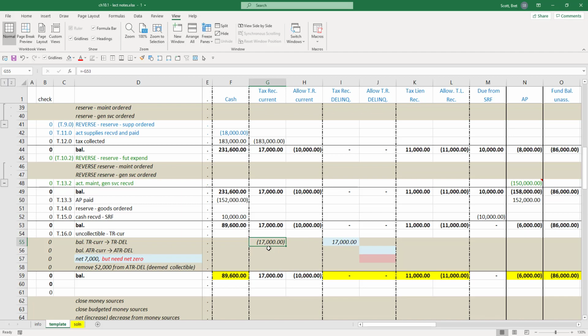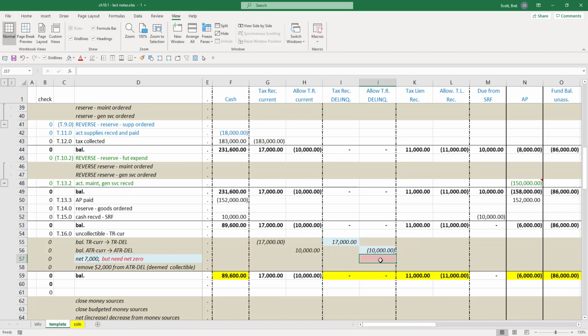Now, when I do that, it makes sense to say, well, let's go ahead and transfer the balance in the allowance for tax receivable current to allowance for tax receivable delinquent. So let's get rid of that and just transfer it straight over here. So when we do that, we're simply saying that the net 7 million that we initially were going to expect to collect in the current year is now delinquent. We might collect it in the following year. So when we transfer this over, realize that at this stage of the transaction, we're still saying that we expect to collect 7 million, but it's going to be in the next year.